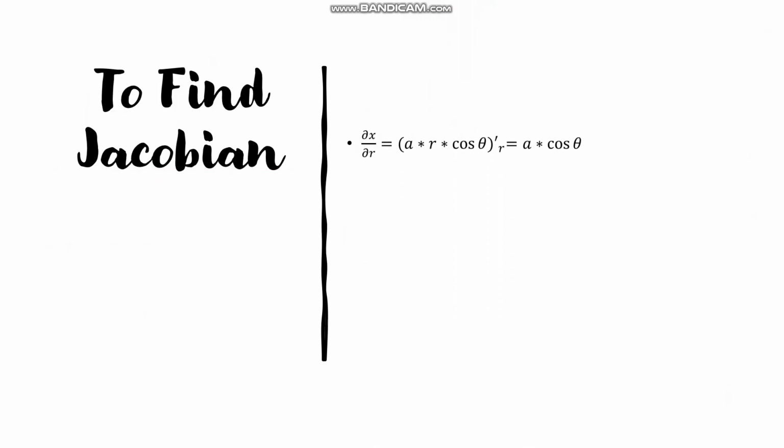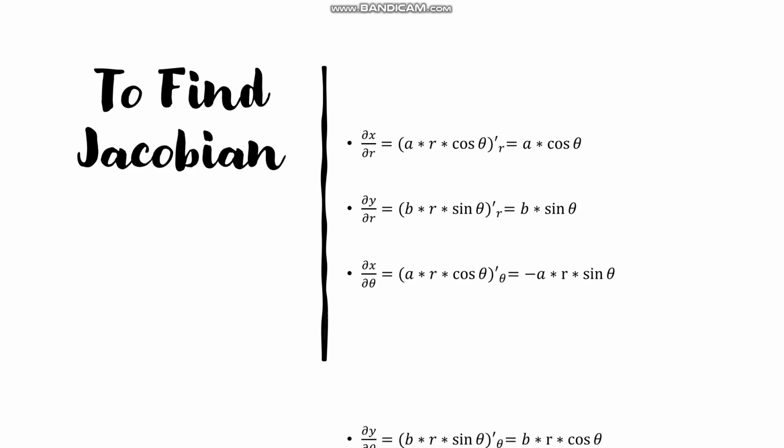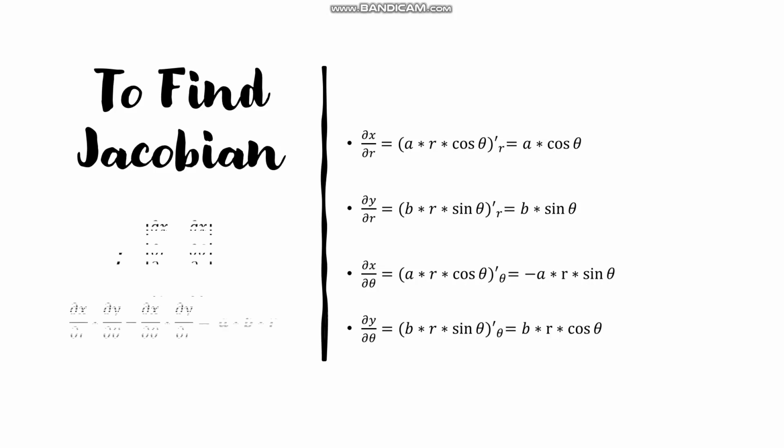First of all, let's find the derivative of x by r, which equals a cosine theta. Then the derivative of y by r equals b sine theta. And the derivative of x by theta equals minus a r sine theta. And the derivative of y by theta equals b r cosine theta.